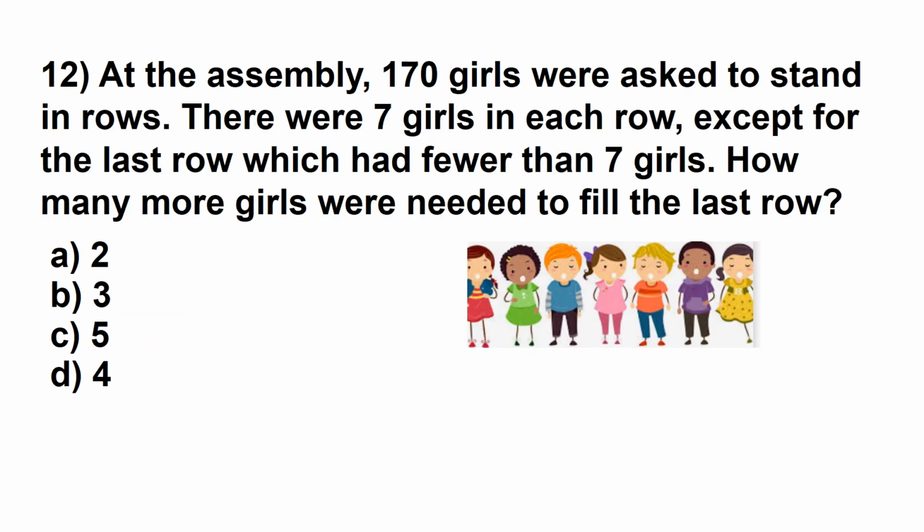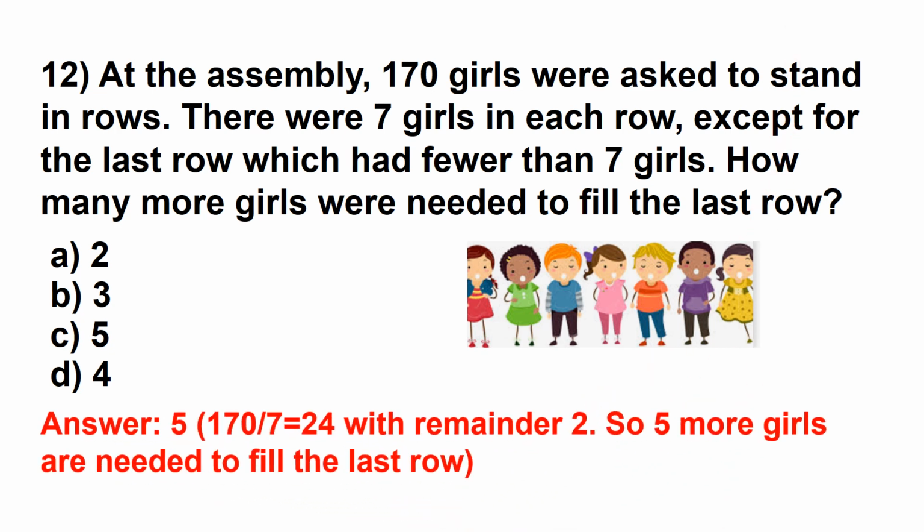Next question. At the assembly, 170 girls were asked to stand in rows. There were 7 girls in each row. Except for the last row, which had fewer than 7 girls, how many more girls were needed to fill the last row? So even if we divide 170 girls with 7 in each row, there is still some remainder. So you need to find out how many additional girls are required. So the right option is C.